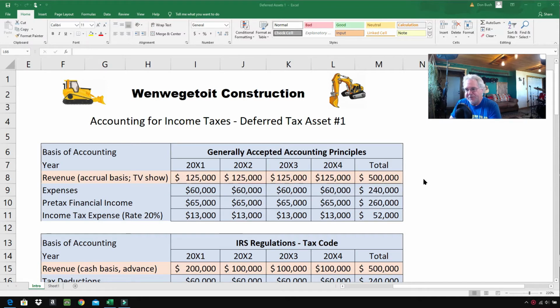I'm Professor Don Bush. I've been teaching accounting for about 30 years, and I've been a CPA for about that long also. So today we're going to learn about deferred tax assets. This is our first lesson. If you have been watching the previous videos on deferred tax liabilities, this lesson will be so easy. There's nothing to it. So we're working with, When We Get To It, Construction.